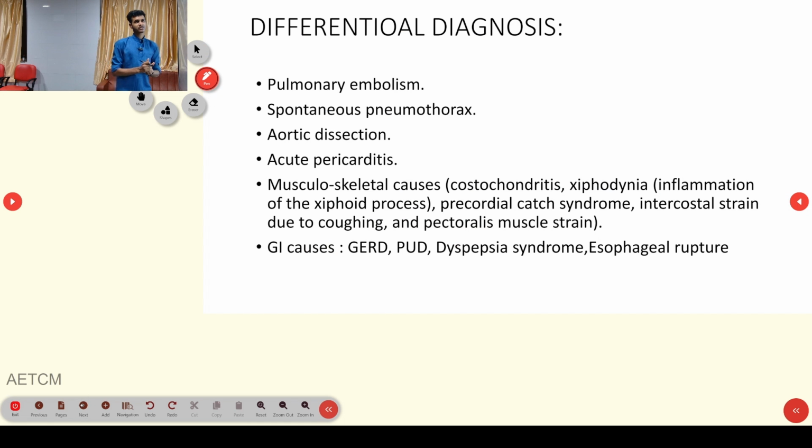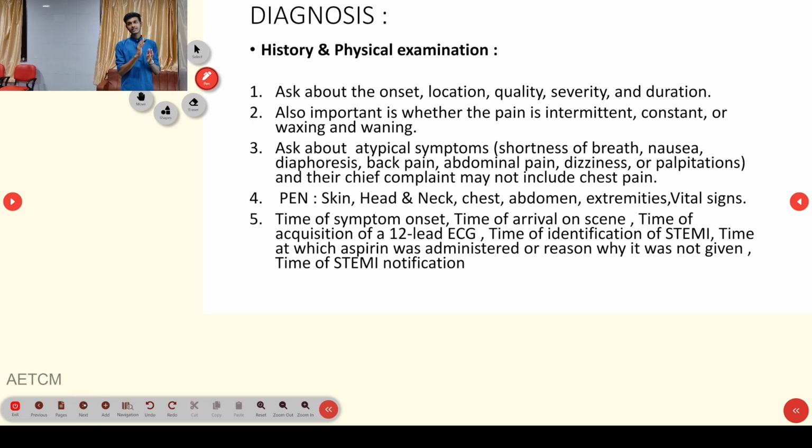So differential diagnosis. Some of the clinical features will mimic these conditions. Pulmonary embolism and spontaneous pneumothorax belong to the pulmonary or respiratory system. Aortic dissection and acute pericarditis are from the cardiovascular system. Musculoskeletal causes include costochondritis, kyphodynia, pericardial catch syndrome, and intercostal strain because of coughing. And GI causes like GERD, gastroesophageal reflux disease, peptic ulcer disease, and esophageal rupture are also some of the differential diagnoses.